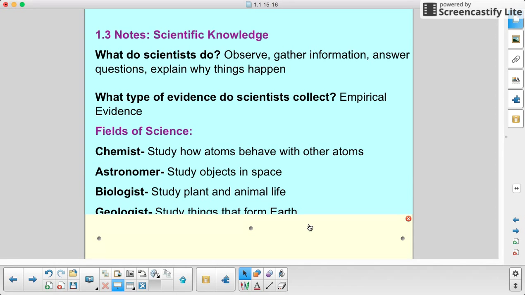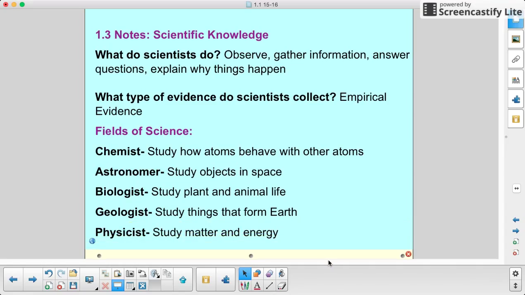Biology is a field of science that studies plant and animal life. That prefix bio means living, and ology means study of. So a study of living things. Biologists study everything from the smallest single-celled organisms all the way up to human beings, which are the most complex organisms on Earth. Geology is a field of science that studies the things that form Earth. So a geologist works with things like rocks and the Earth's plates that move and shift to cause earthquakes. Geologists often work for oil companies or mining companies, helping them figure out where to dig and how deep to dig to find the things they're looking for beneath Earth's surface.